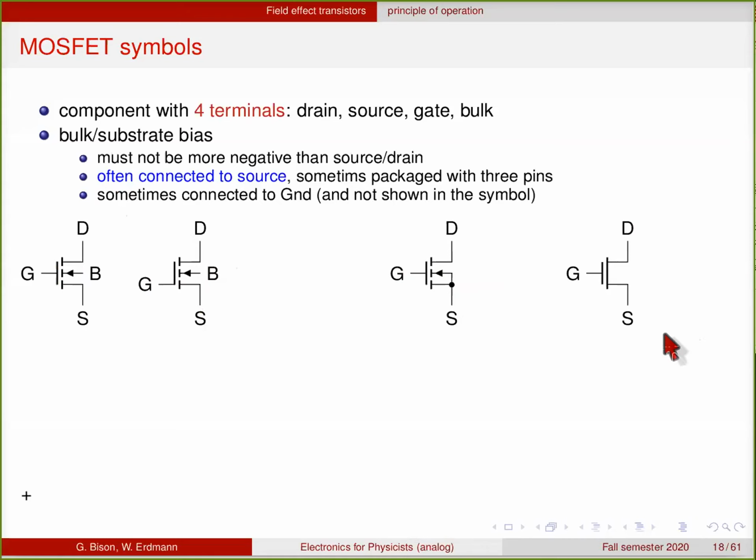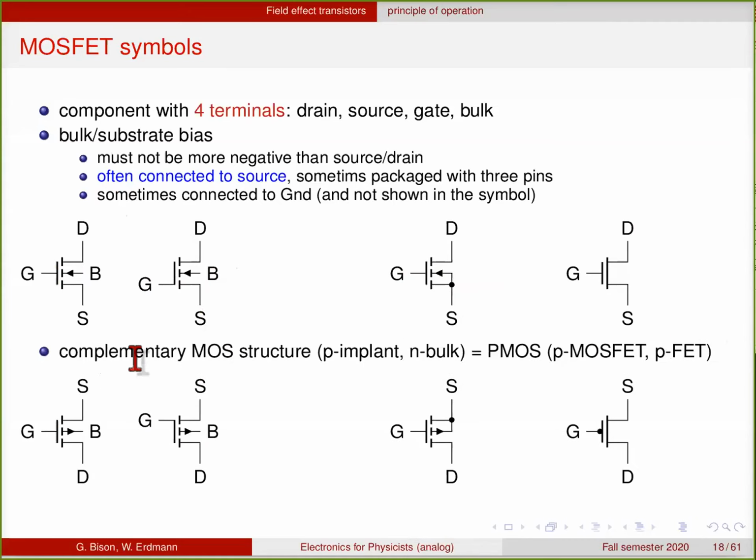The complementary structure, where you basically, no, this is wrong again. You have an N implant. So no, sorry, you have a P implant. That's correct. So P implants on an N bulk. That is called a PMOS or a PFET. So the symbol here is different from the NMOS in the direction of the arrow here.